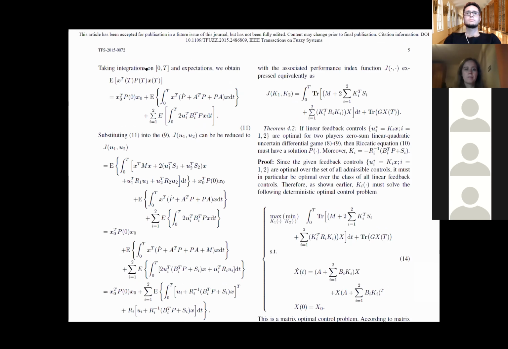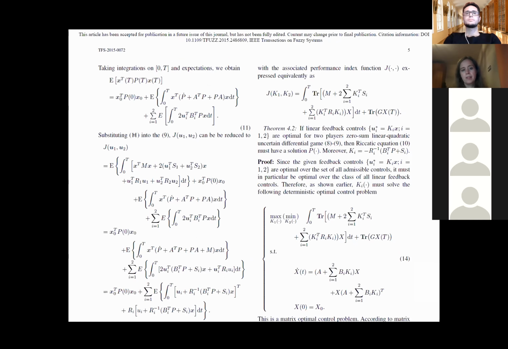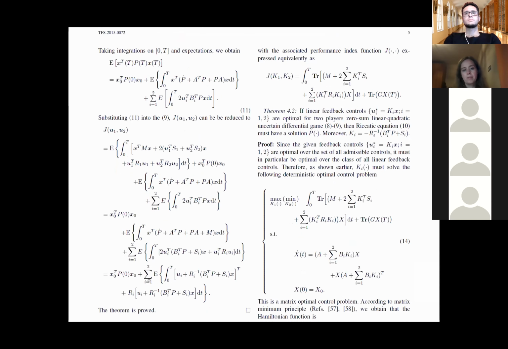Taking integration and expectations of this, we can get this. The expectation of this term is 0, so we get this. Substituting 11 into 9, we can get this. Yeah, we get the solution. The theorem is proved. This proof is very interesting.